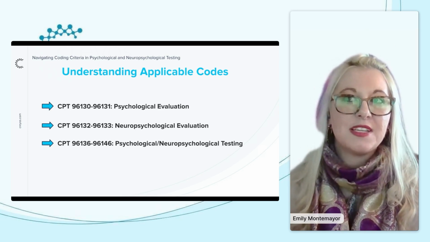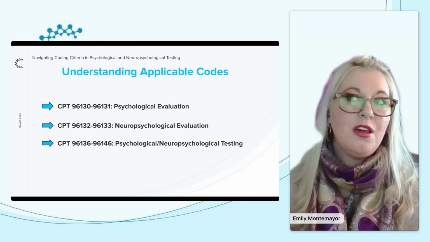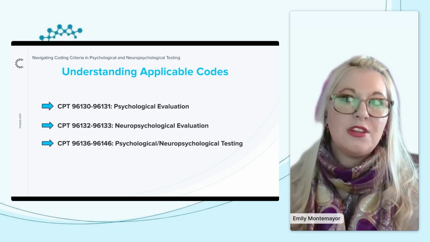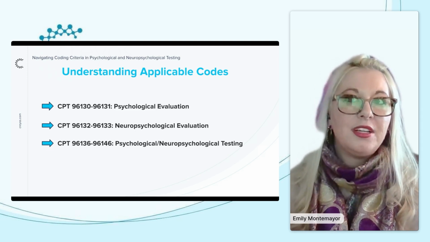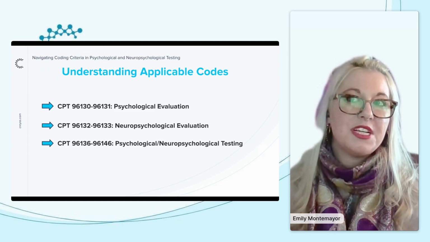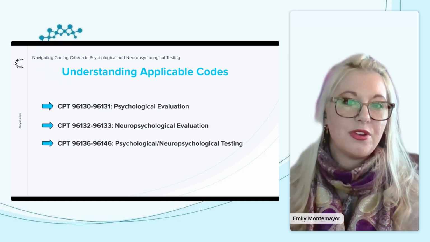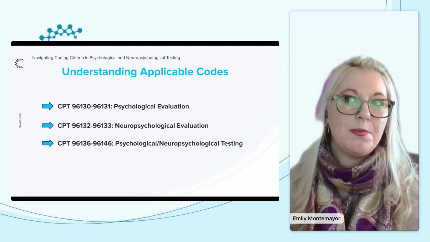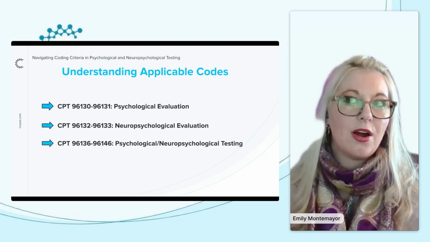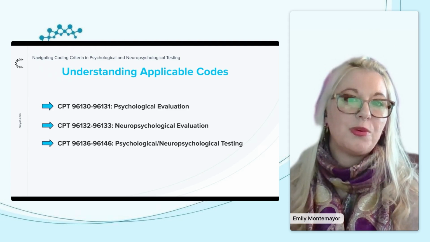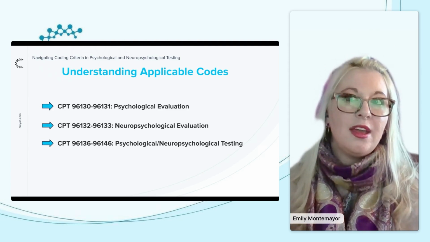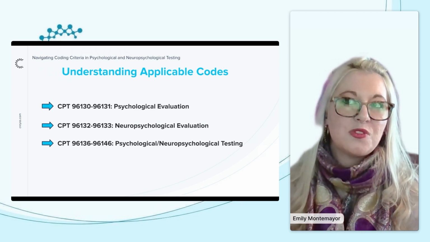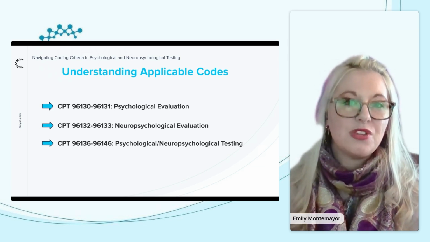96136 is used for the test administration by a provider or QHP with 2 or more batteries via any method, and that includes 16 to 30 minutes. We also have the add-on 96137, and it's used for each additional 16 minutes past the initial 30 minutes. 96138, in contrast, is used for test administration by a technician, such as an MA, RN, or other trained professional with 2 or more batteries via any method, and that's for 16 to 30 minutes. Add-on code 96137 is used for each additional 16 minutes past the initial 30 minutes.